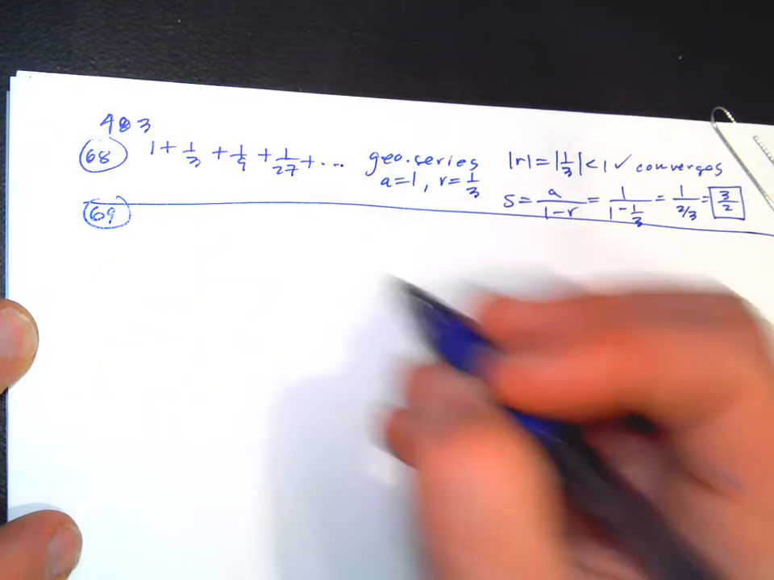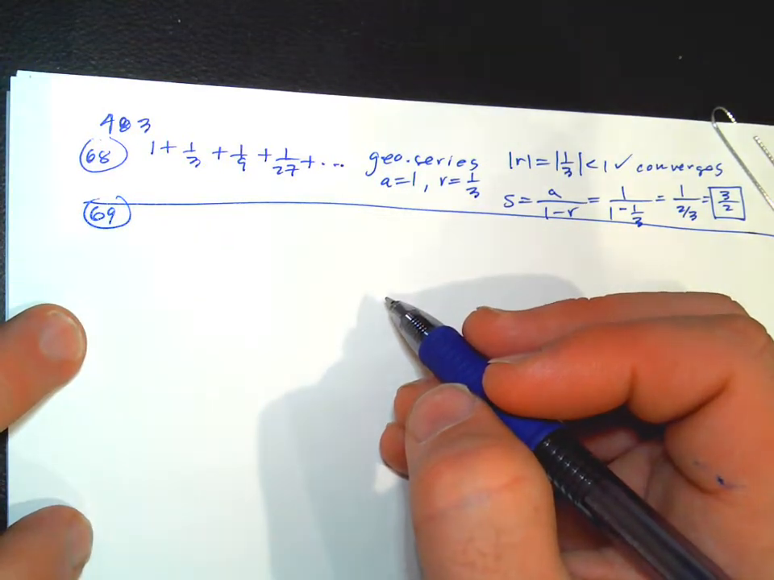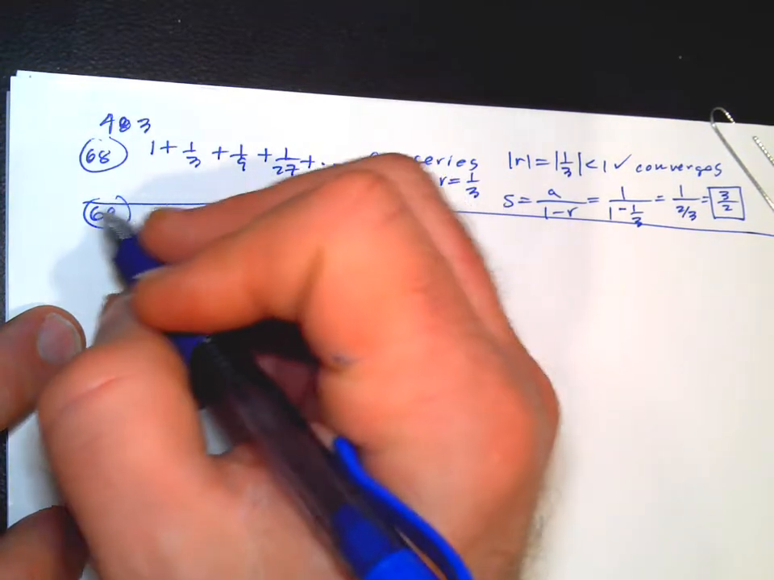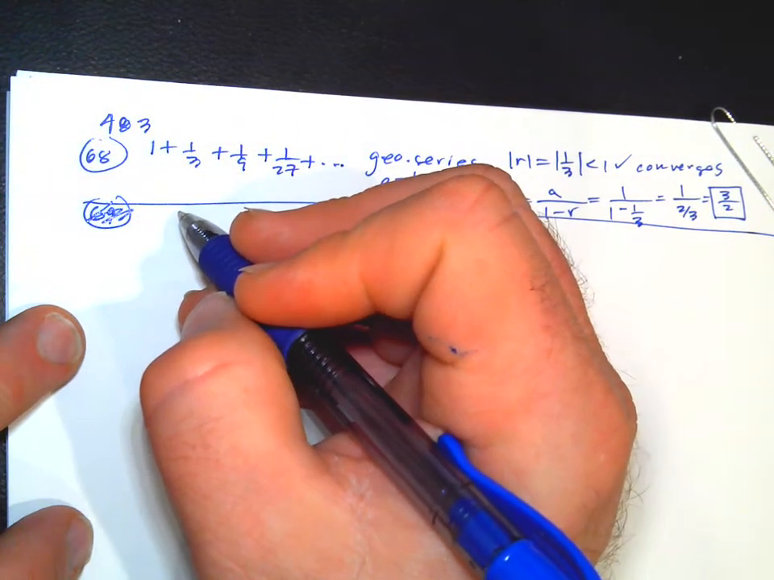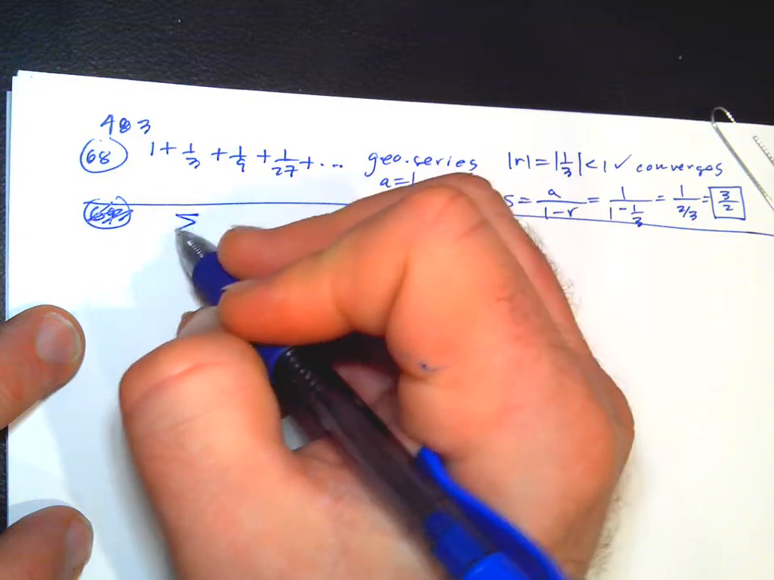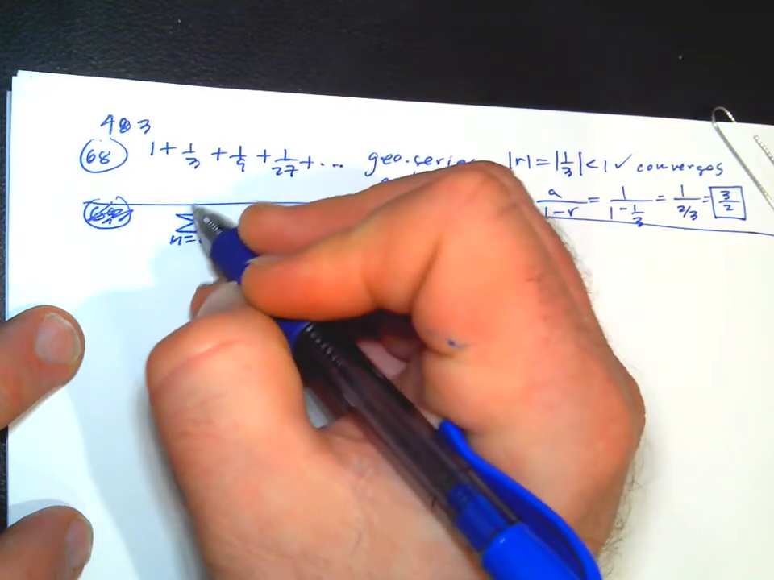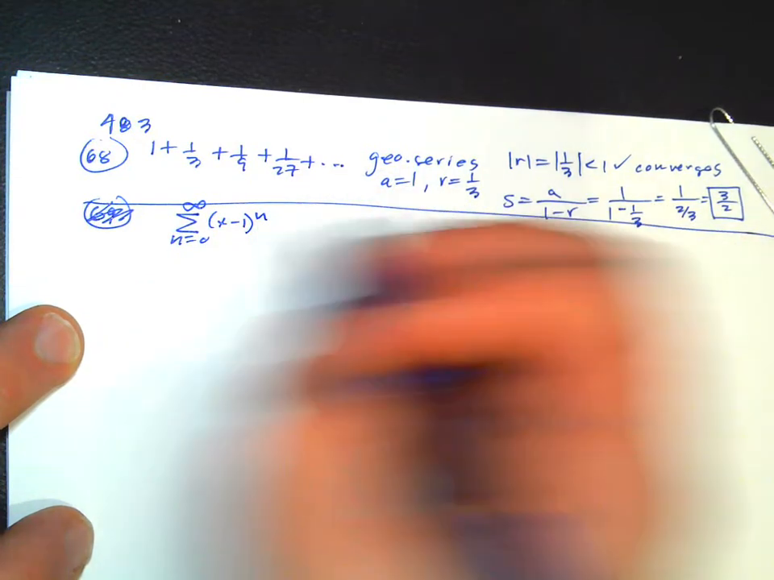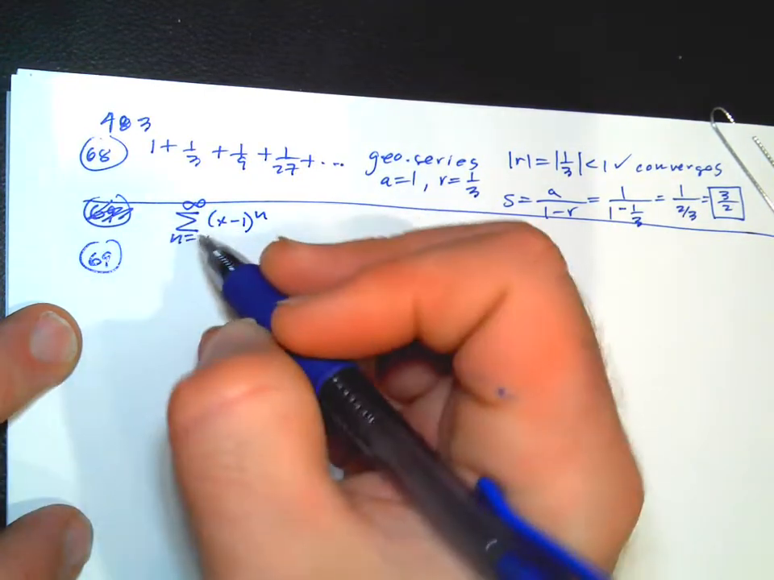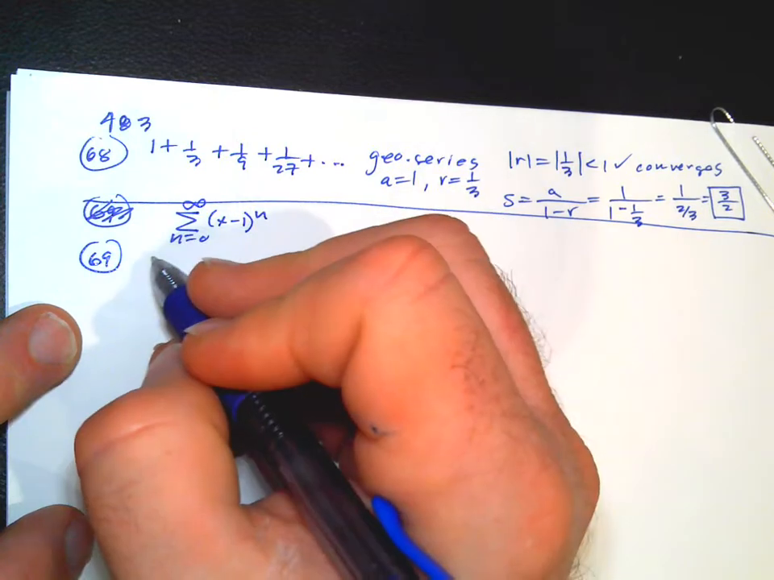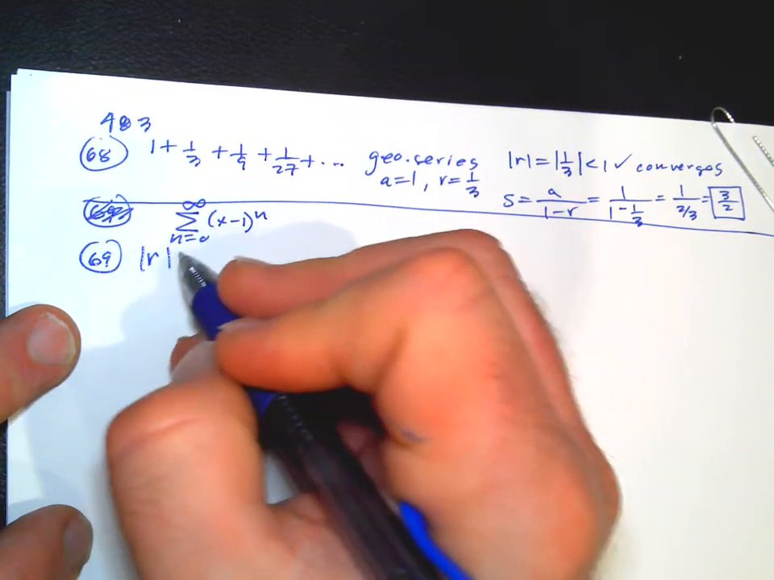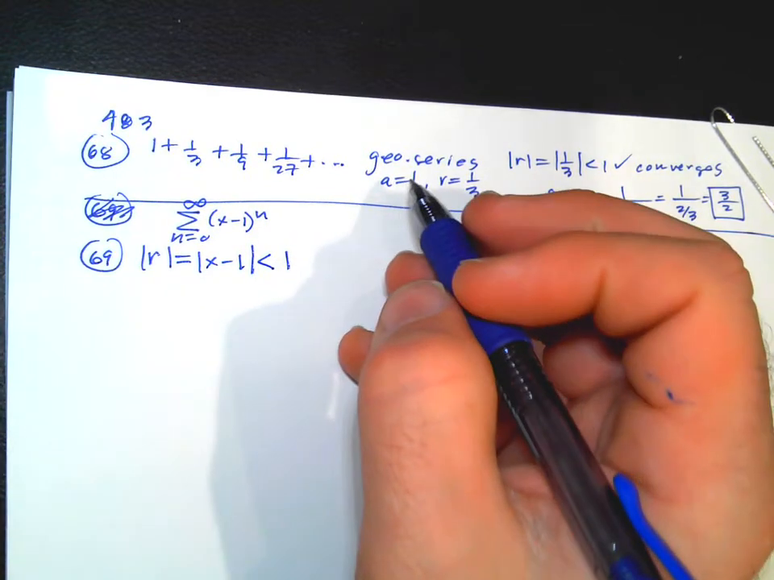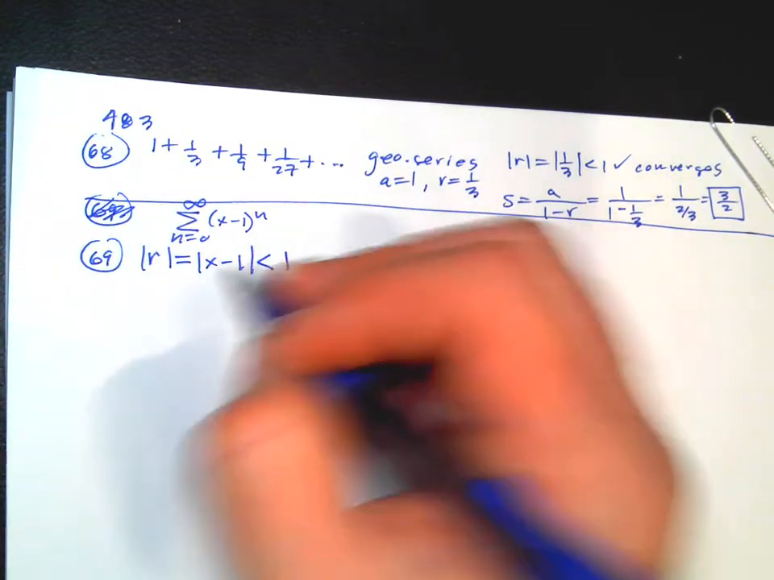69. Multiple choice, find all the values for which the series converges. Actually, for the next three problems, you're supposed to use this geometric series. On 69, you're supposed to say, for which values of x does it converge? Well, that's interval of convergence. So it's based off this basic idea of when does a geometric series converge? When the absolute value of the r value is less than 1.